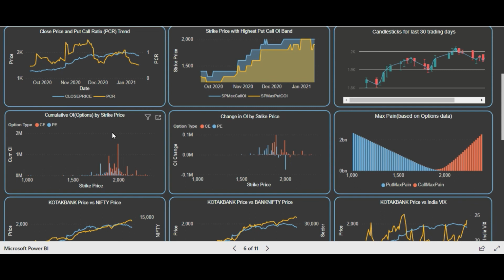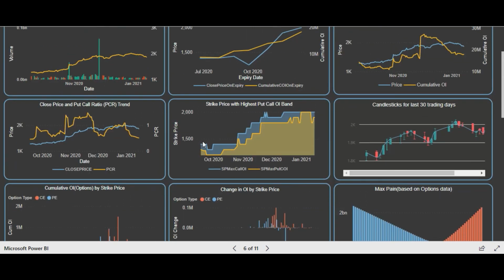So if you would have seen this graph on 27th of October, you would have seen that put writing was done. There would have been more put writing as compared to the call writing, and the support would have started shifting higher in the next few days. So we can see that historical trend.